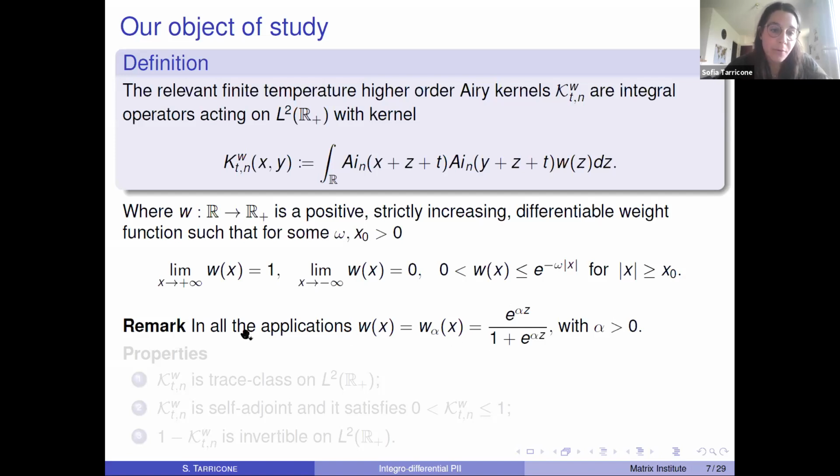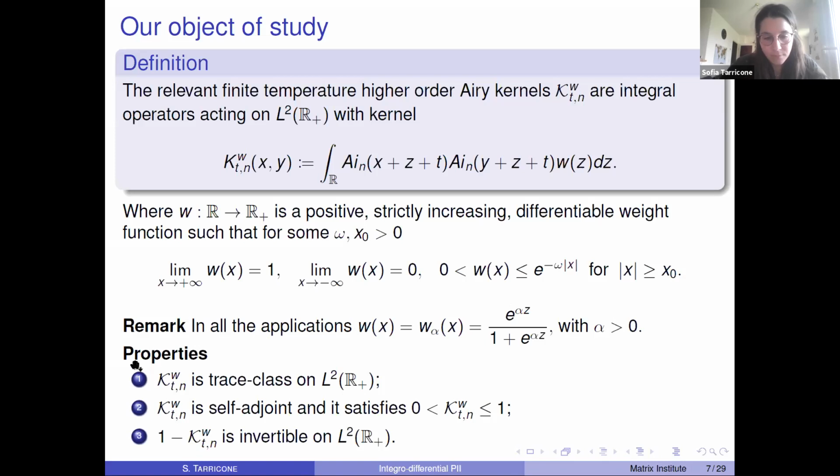So these operators have the following properties. They are trace class on their space, self-adjoint, and they satisfy these inequalities. And also we have that the identity operator minus our operator is invertible on L2(R+). Already these two properties are enough to be interested in their Fredholm determinants, because they tell us that K_T and W can define a determinantal point process. And so the Fredholm determinant of that operator is the probability distribution of the largest particle in the process.